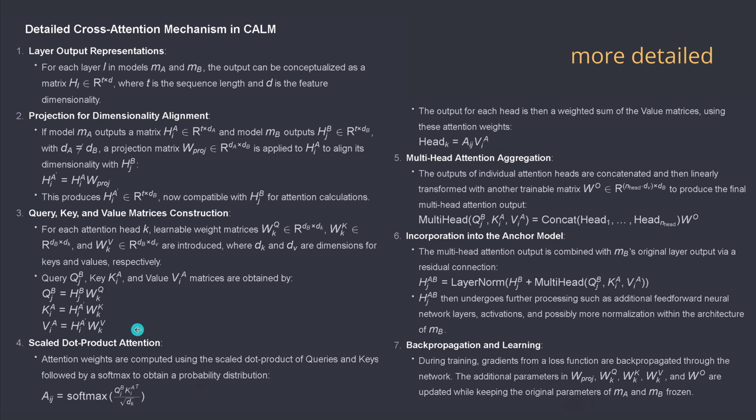Then we have the scaled dot product attention calculation. This gives us the probability distribution. The output for each head is then the weighted sum of the value matrices using this attention weight. So here you have now this formula that you already know and love. And then for the multi-head attention aggregation, you know how we do it. Multi-head, we concatenate exactly all the different heads, and we have a W0. Then you have some layer normalization, backpropagation, learning.